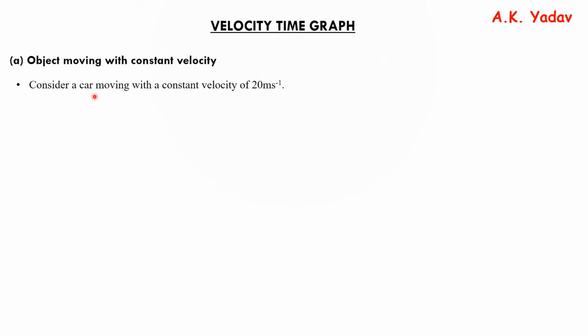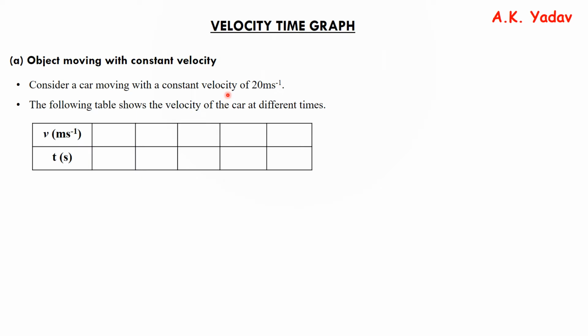Now we will use the velocity time graph to study the different cases of an object moving with constant velocity, acceleration, deceleration and so on. The first scenario is an object moving with a constant velocity. Let us consider a car moving with a constant velocity of 20 meter per second and tabulate it. When the time is 0, its velocity is 20; at 1 second 20, 2 seconds 20, 3 seconds 20, 4 seconds 20.